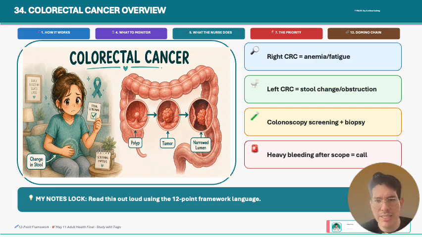Left sided colon cancer is a narrower area where stool is more formed. It is more likely to cause change in bowel habits, constipation, narrowing, or pencil thin stools, and obstructive symptoms. So the memory split is right sided bleeds quietly and causes anemia. Left sided blocks sooner and changes stool patterns. Okay, so here's your hook. Right sided hides and bleeds, left sided narrows and blocks.